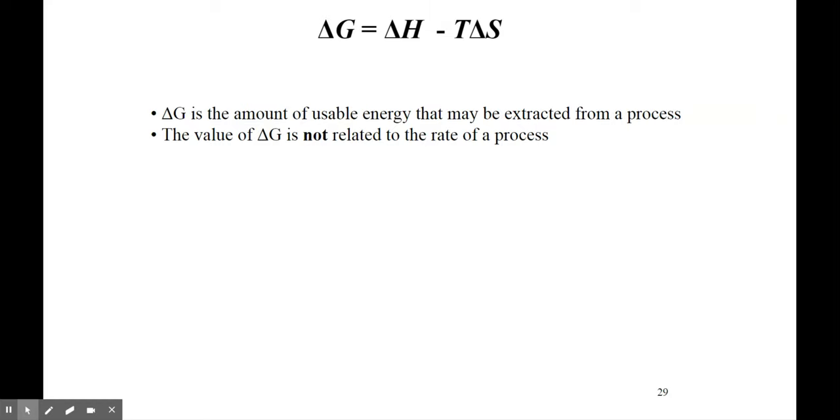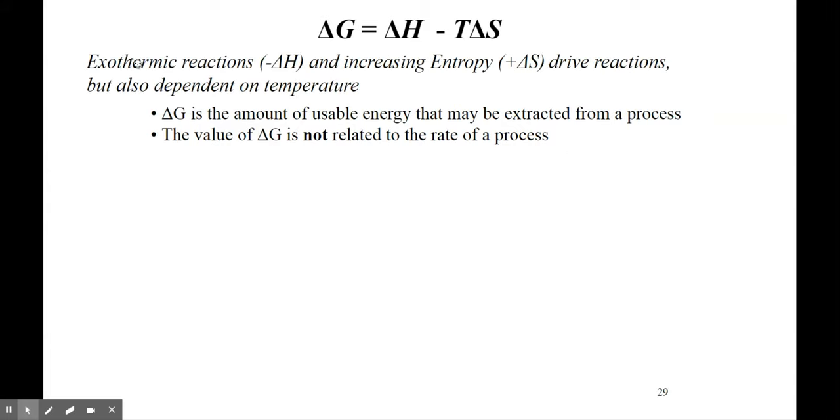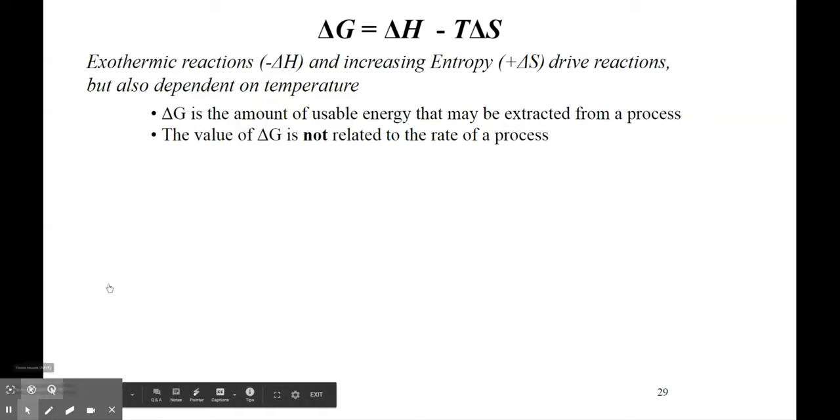Okay, so again, this is probably the most important thing in this chapter: Gibbs free energy is the enthalpy minus temperature times entropy change. We think of this delta G as how much usable energy can be extracted. It does not tell us how fast it goes. If it's an exothermic reaction, then delta H is negative, and that favors spontaneity because it makes delta G more negative.